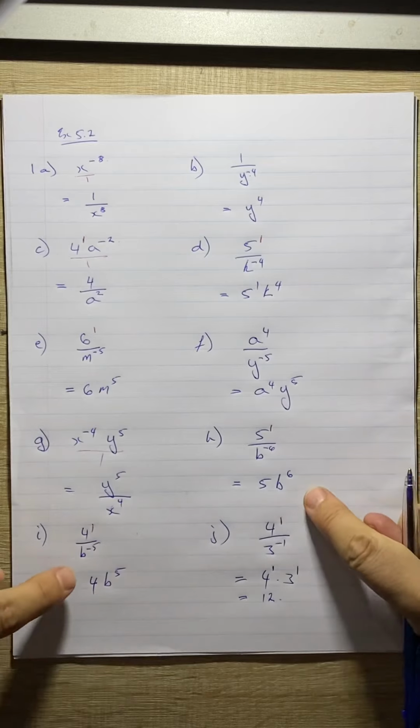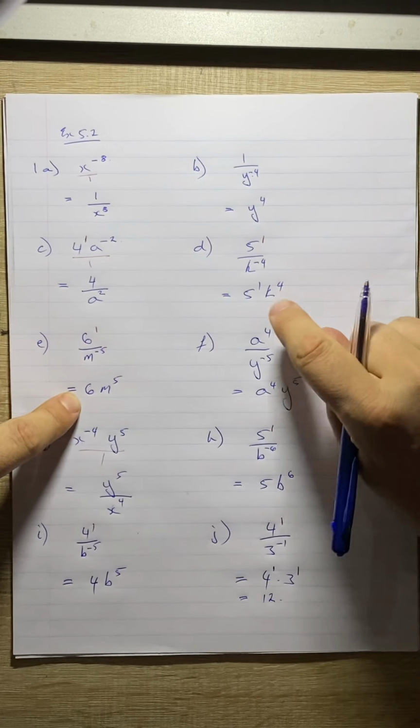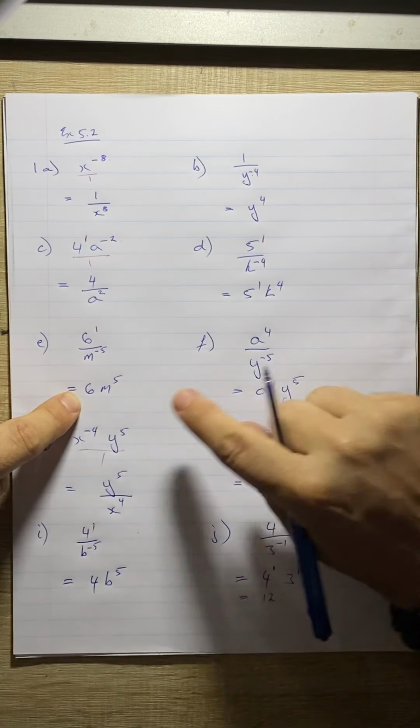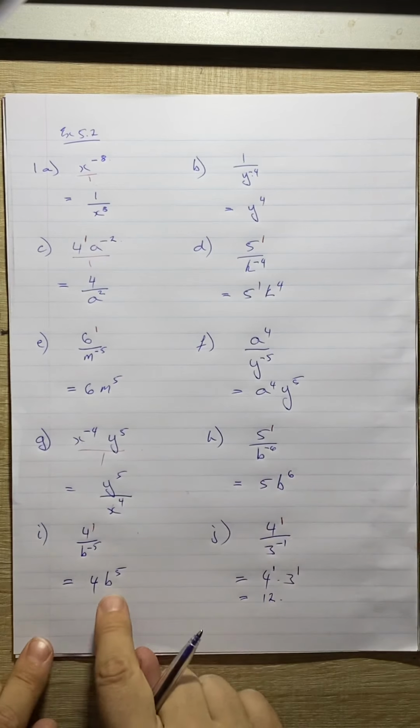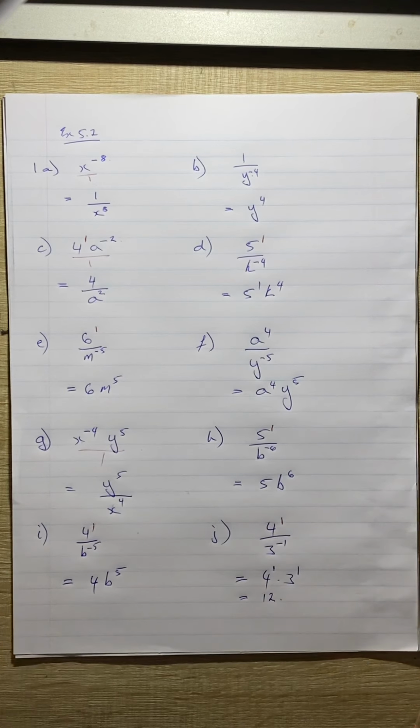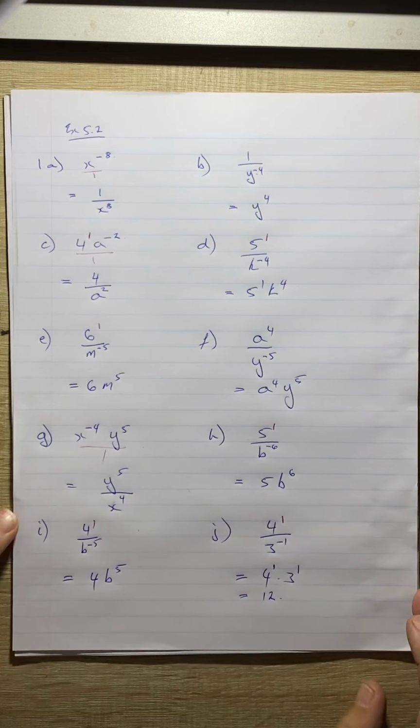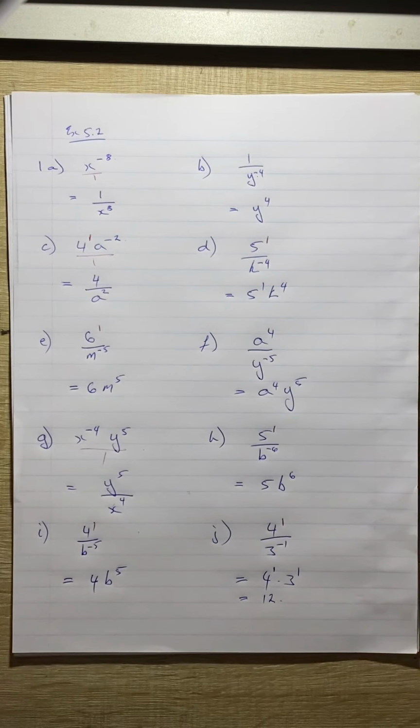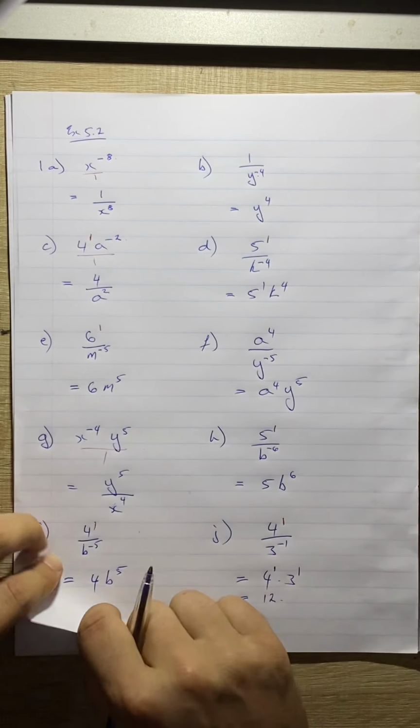The rest of these ones we can't really work out because we don't know what the value of these variables are, and that is why we leave them as this. But this one, we know what 4 is and we know what 3 is, and we know what 4 multiplied by 3 is, so we can give a final solution there.